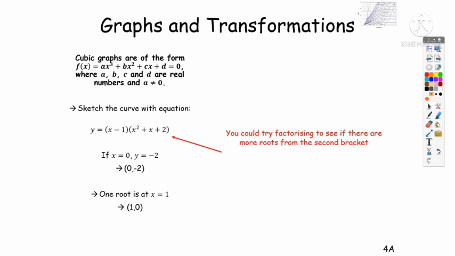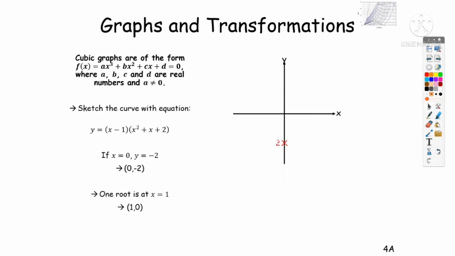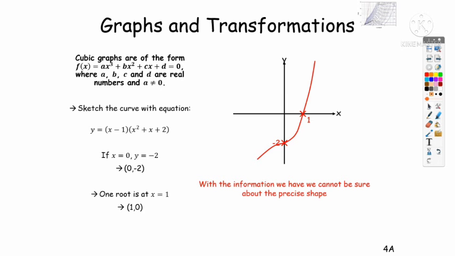So you could try factorising to see if there are any more roots from the second bracket. In this case, however, the discriminant is less than 0, so there are no more roots to that equation. Okay, so I plot my curve. With the information we have, we cannot be sure about the precise shape.